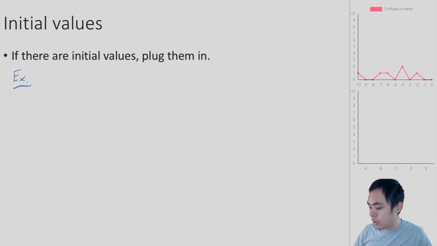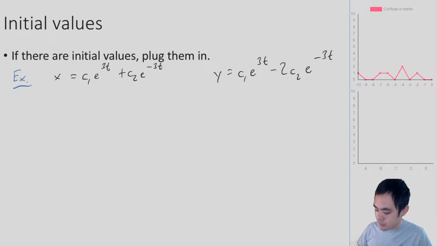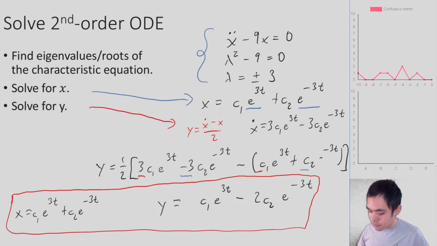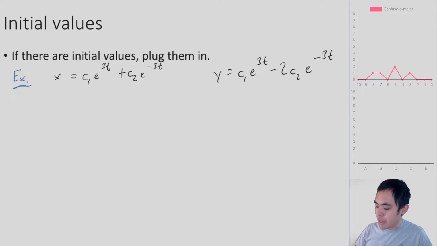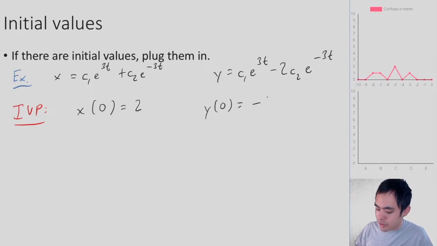So for example, let's say we've solved for this, so x is equal to c1 e to the 3t plus c2 e to the minus 3t, and y is equal to c1 e to the 3t minus 2c2 e to the minus 3t. Is that what I had? Yes. Okay, so now if we had an initial value problem, x of 0 is equal to, let's say, 2, and y of 0 is equal to minus 1, well, now we need to solve for those, right? So we plug those in.